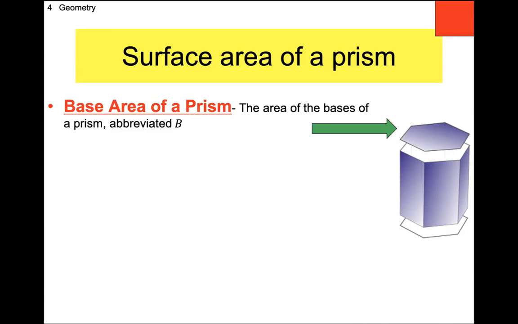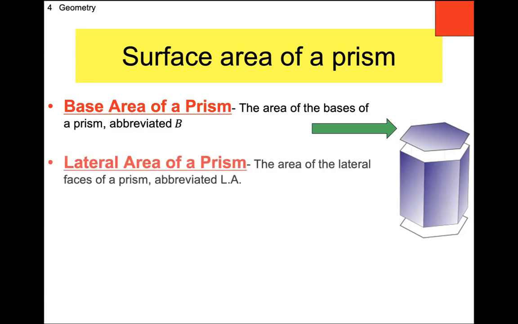So what are the other parts to the prism? Well, we've got the sides. Now, the sides are rectangles. So if we calculate the area of those rectangles, that would be called the lateral area of a prism. And it's got a fancy abbreviation, LA. So that would be that part.